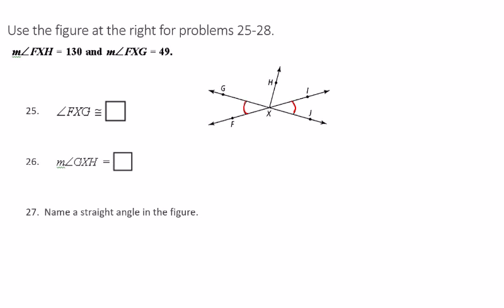So 25, and by the way, we're given these values. Measure of FXH is 130. Let's see, FXH. Yeah, so from here to here is 130, right? Okay, and then angle FXG is 49. So FXG, so this angle here is 49 degrees. Okay. All right, so angle FXG is congruent to, well, we just talked about the tick marks, right? So angle FXG is congruent to angle IXJ or JXI.